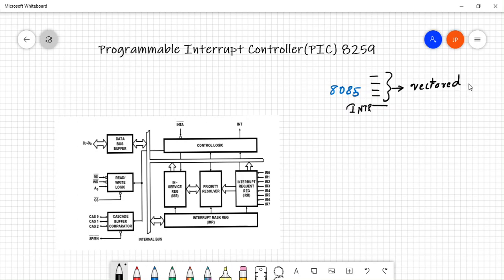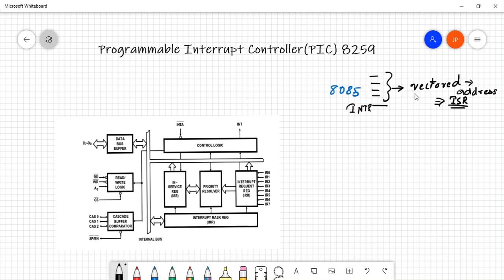Vectored interrupt means it has a specific address, right? Address of what? Address of the interrupt service routine, which is basically the driver software. For any device that you connect, you will have a driver software, or you can call it an interrupt service routine. So when the device interrupts, the corresponding interrupt service routine, which is a set of code, will be executed in order to service the interrupt, right?